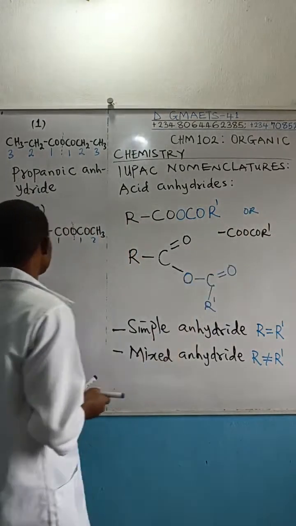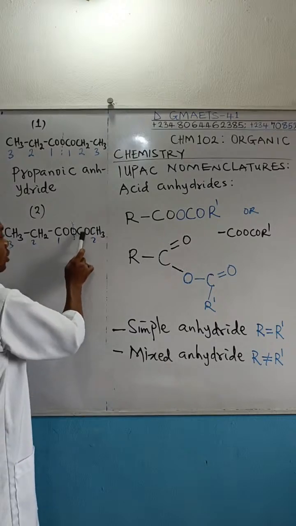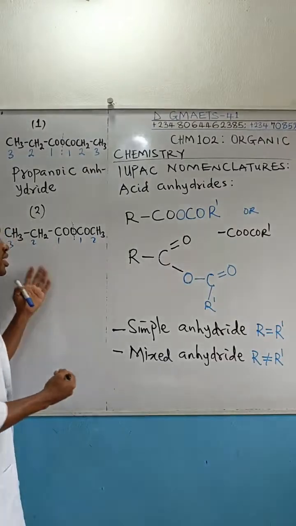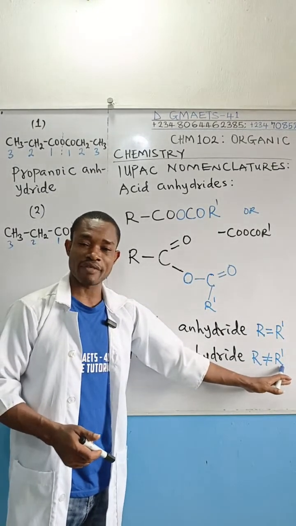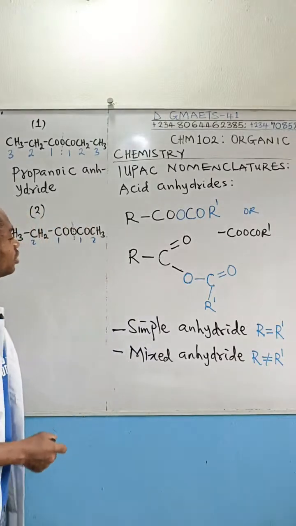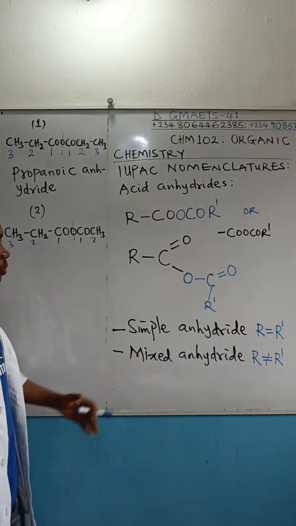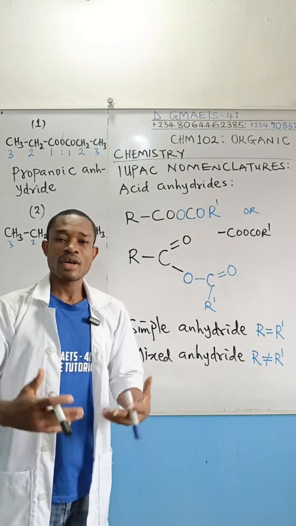You have it like this. So coming back to this, in this case we have 1, 2, 3, which is prop. We have 1, 2, which is eth. This is a mixed anhydride because the alkyl we have on the left and the alkyl we have on the right are different: 3 carbons, 2 carbons. So the parent name will follow the format alkanoic anhydride.